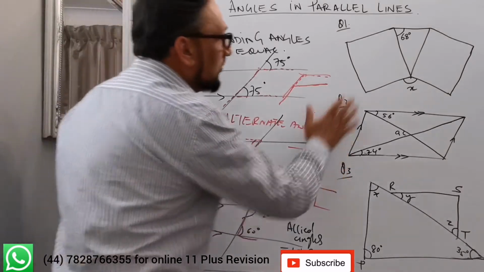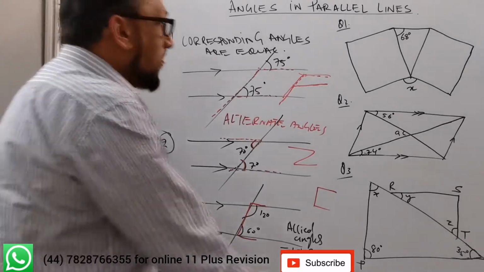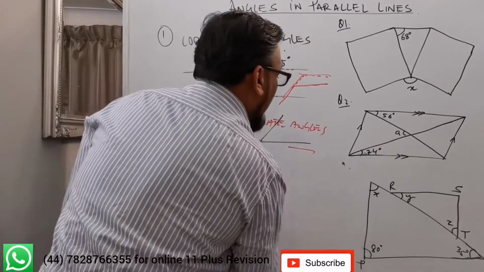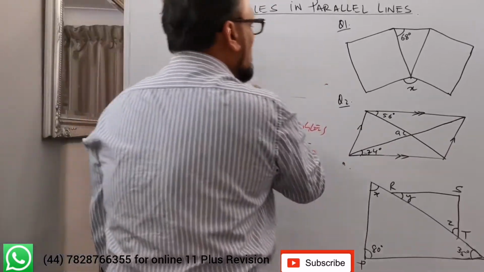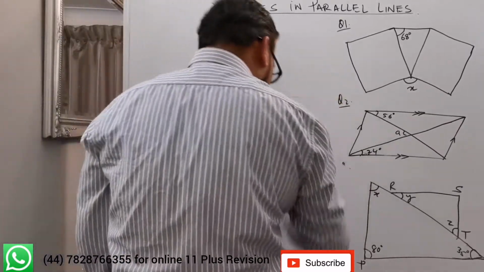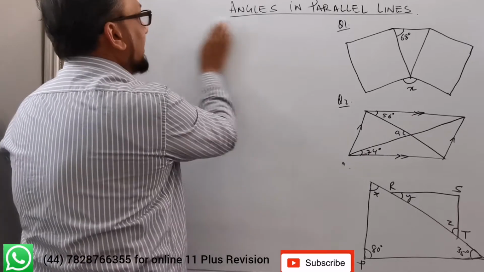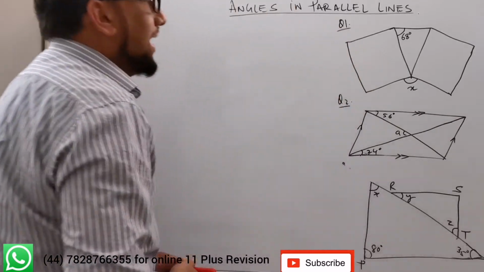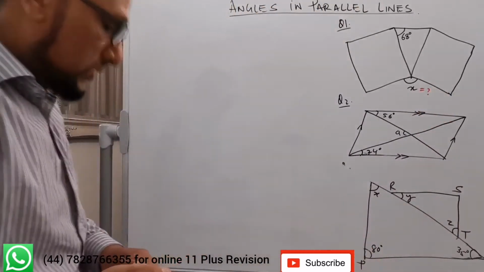And now I'm going to solve these three questions. These are very important questions from the exam point of view. So question number one. Look at question number one carefully. It says there are two squares joining with a triangle, and we need to find the value of X. So we need to find angle X, which we don't know.